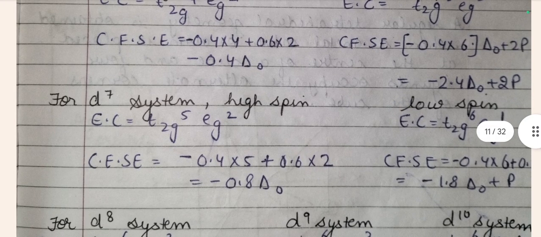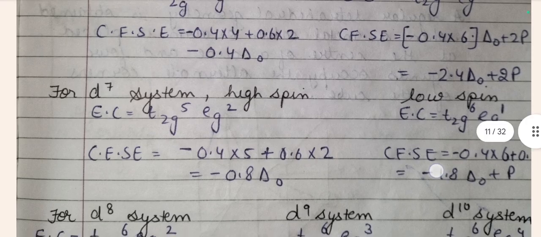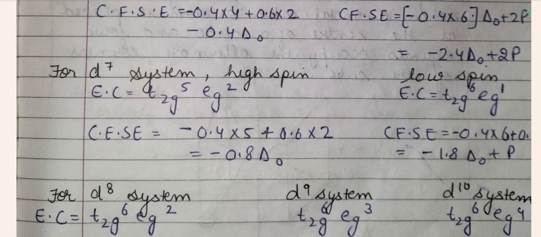For a d7 system, high spin, the electronic configuration is t2g5 eg2. The CFSE is equal to minus 0.4 multiplied by 5 plus 0.6 multiplied by 2, which is equal to minus 0.8 delta naught. And for low spin, the electronic configuration is t2g6 eg1. The CFSE is equal to minus 0.4 multiplied by 6 plus 0.6, so it is equal to minus 1.8 delta naught plus pairing energy.